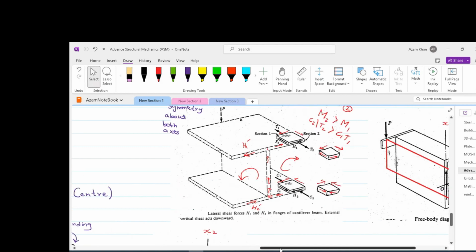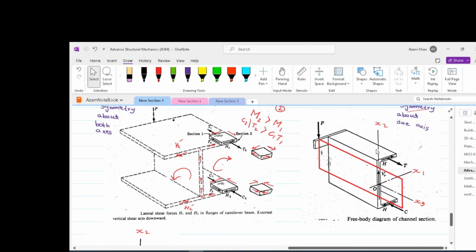if we consider a channel section. In the case of channel section, we omit this portion of the cross section. We have got only one portion of the cross section. So the forces are shown in this one portion of the cross section. Again, the H times D will cause a moment about x3. This moment has to be counteracted.